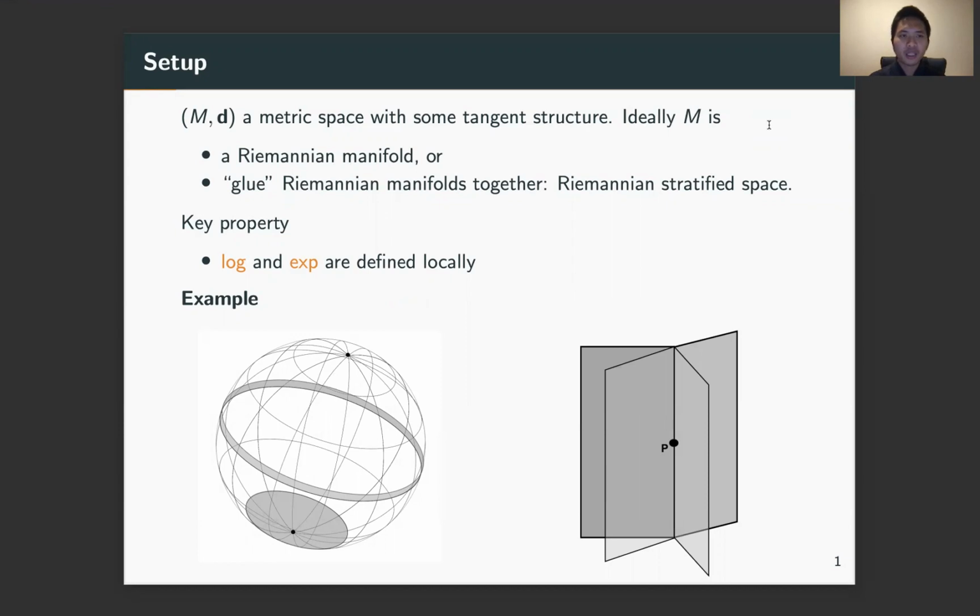A key property that we would want from our stratified space is that the logarithm map and the exponential map are defined locally. An example of a Riemannian manifold would be a sphere or an ellipsoid. A simple example of a Riemannian stratified space would be an open book, where we glue half planes together along the spine, as we see here in the right picture.